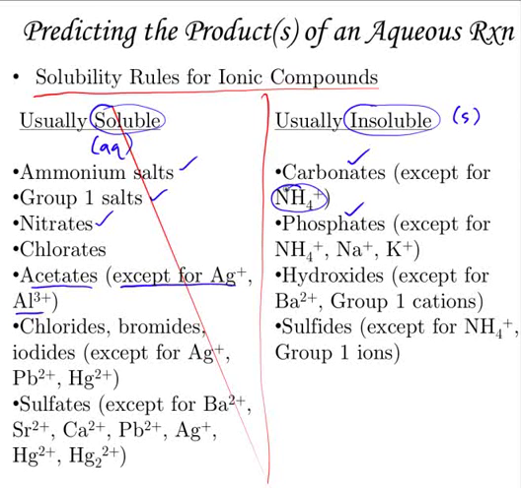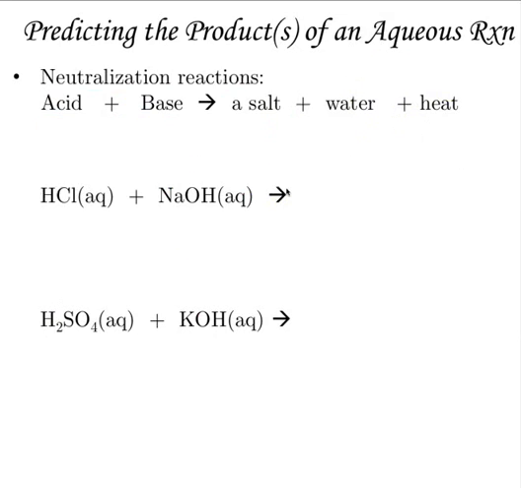Okay, let's go ahead and apply another type of double displacement reaction, everybody, and that's what we call a neutralization reaction. A neutralization reaction always has a generic formula. An acid is going to react with a base, and it's always going to form a salt, water, and it's always going to give off heat. So anytime you mix an acid and a base, it's going to feel warm to the touch.